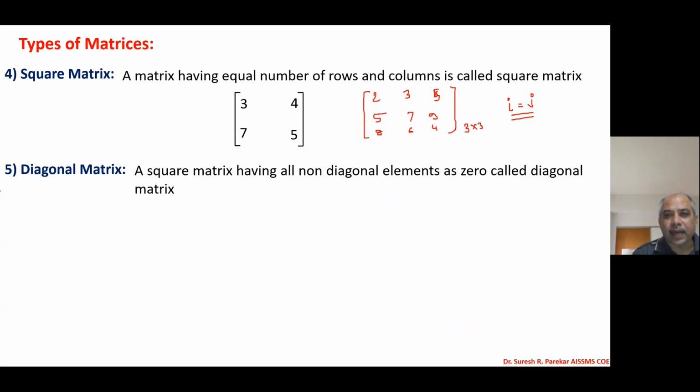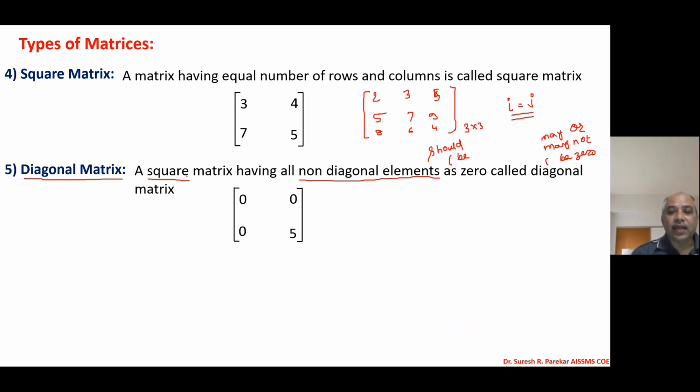When non-diagonal elements are 0, so you can see over here, we have non-diagonal elements as 0, called diagonal matrix. Diagonal elements may or may not be 0, but non-diagonal elements should be 0. Then we are going to say as diagonal matrix. So you can see, your null matrix we can say as a diagonal matrix, provided it is a square matrix.